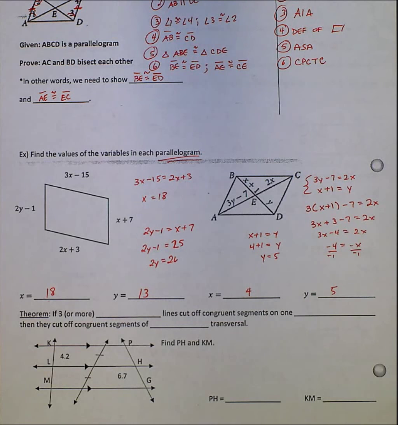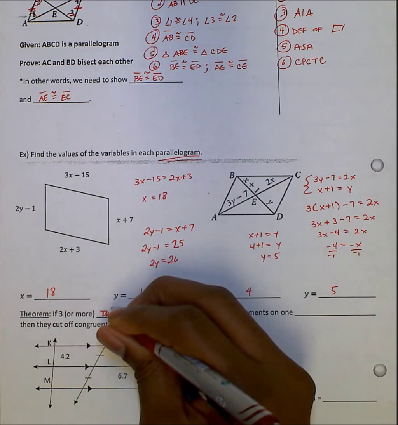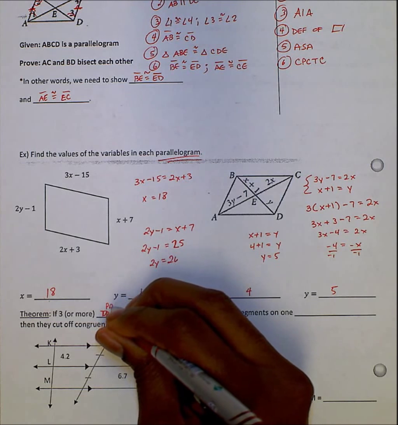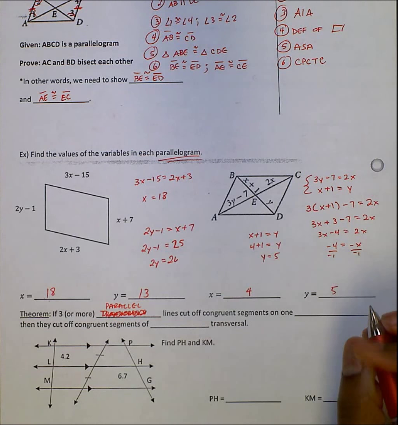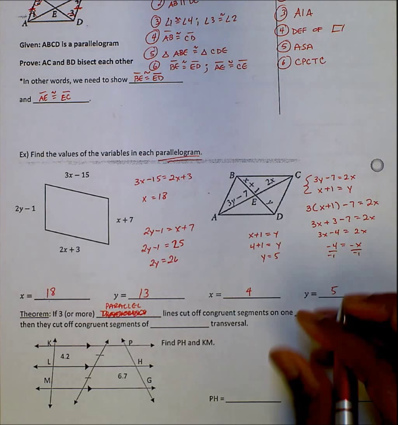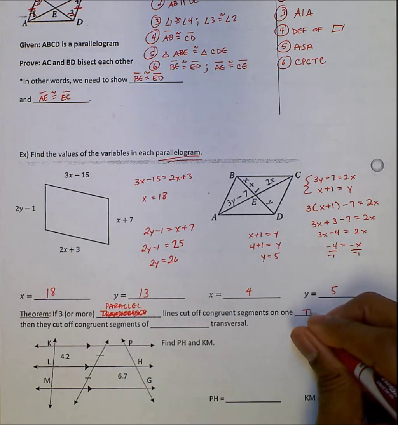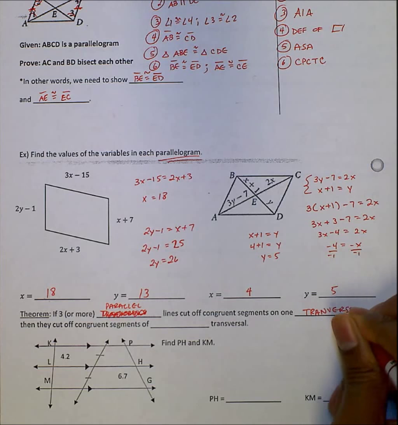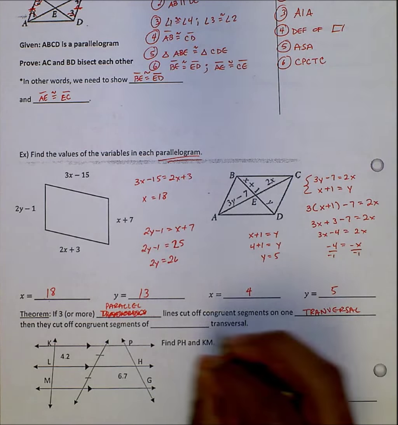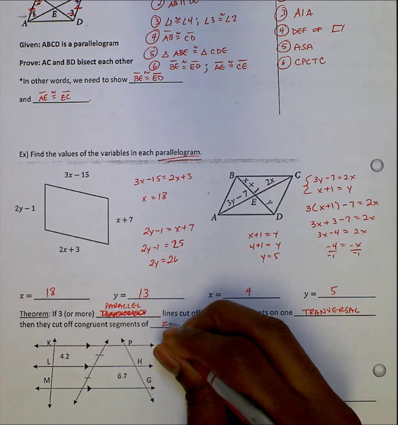Okay, last part for this section. If 3 or more parallel lines cut off congruent segments on one transversal, then they cut off congruent segments on every transversal.